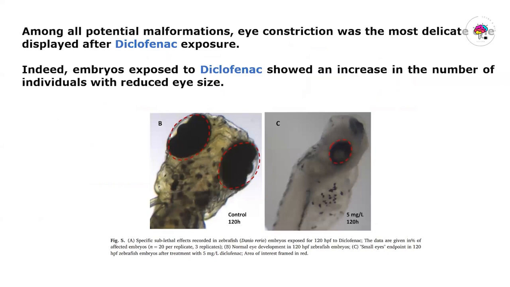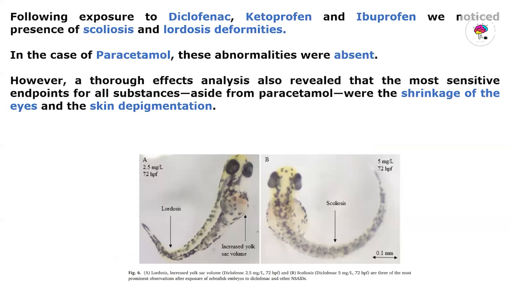Among all potential malformation, eye construction was displayed after diclofenac exposure, and the embryo exposed to diclofenac show an increase in the number of individuals with reduced eye size. We notice also the presence of scoliosis, lordosis, deformities, and skin depigmentation following exposure to diclofenac, ketoprofen, and ibuprofen. These abnormalities were absent in the case of paracetamol.